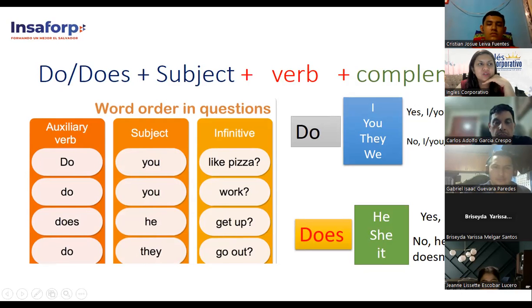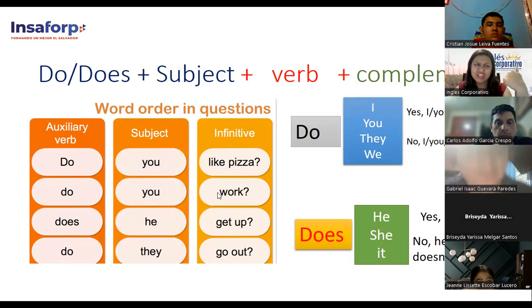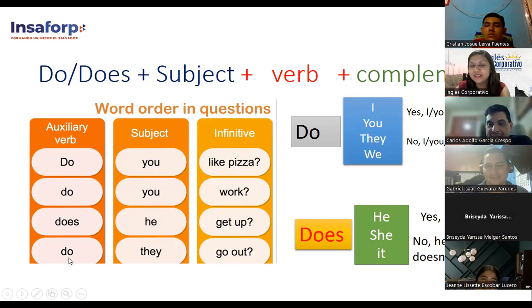Can someone read these questions, please? Can somebody help me reading these questions? Go with Gabriel. Do you like pizza? Yes, I do. Do you work? Yes, I do. I work every day. Does he get up? No, he doesn't. Do they go out? They go out on Friday nights. Just kidding. So you will see here, remember, auxiliary verb, the subject, and the verb in the infinitive form.